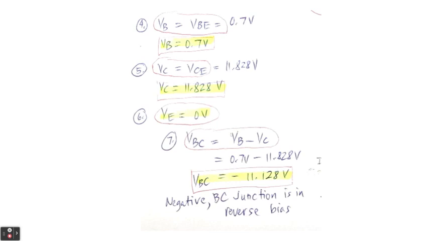And for VBC, just subtract VB minus VC, and you will be getting 0.7 volts minus the answer here on number 5, 11.828, and we got a negative value of 11.128 volts. This negative, never mind it. It means only that the base collector junction is in reverse bias. Therefore, if you got positive here, then your base collector is not connected in reverse bias. It's most probably connected in forward bias. And if that happens, then it will break the rule of the amplifier where the BC junction must be reverse bias. So never mind the negative here. It just means that the BC junction is in reverse bias.